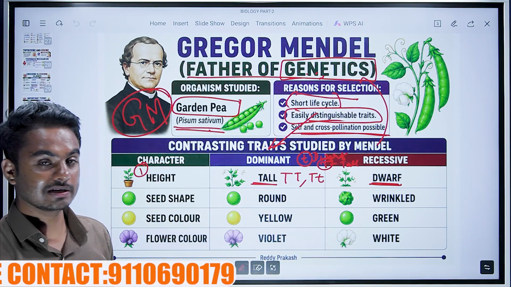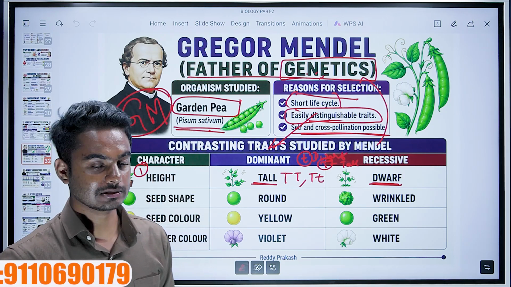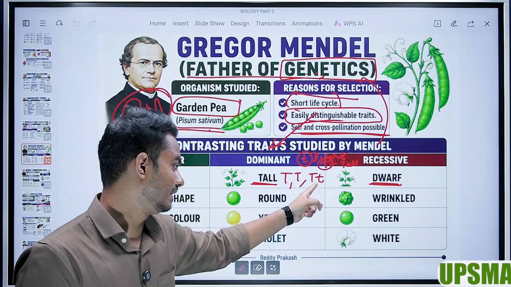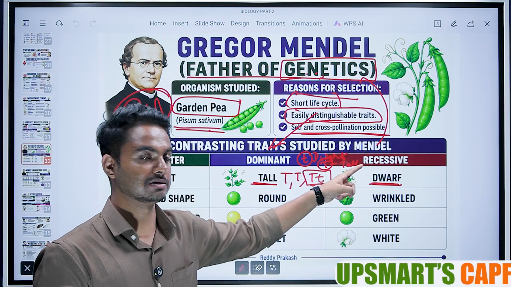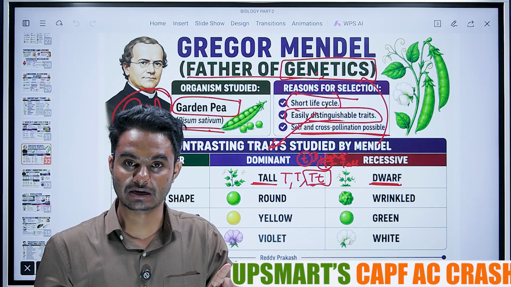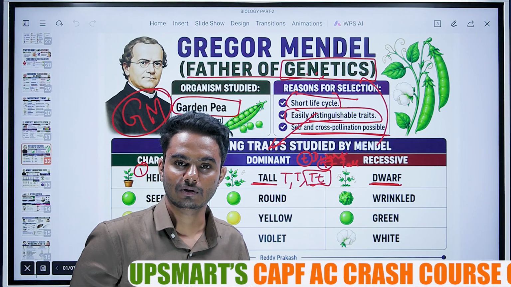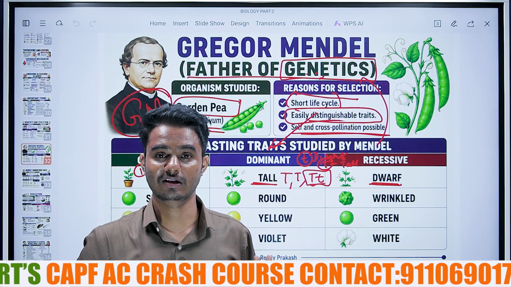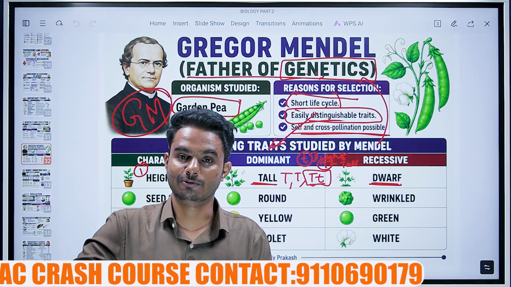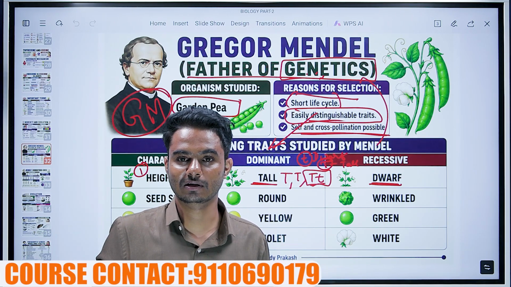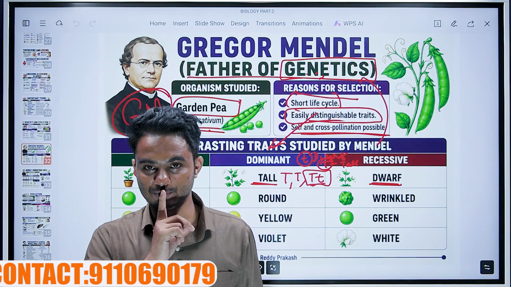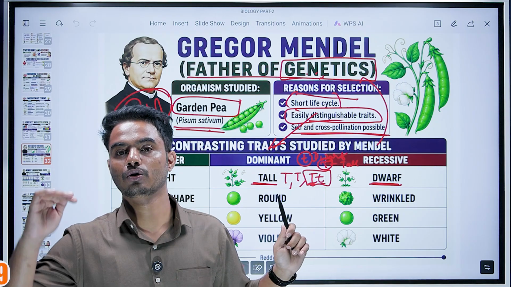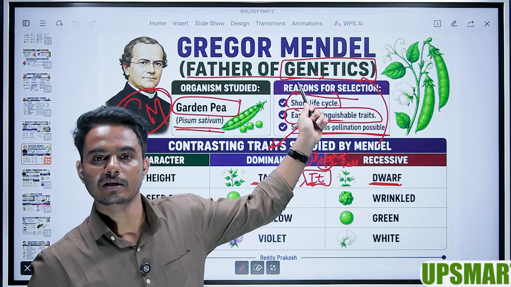But to get the trait, it needs two gametes. If both are capital, still it is tall. If one is capital and one is small, still it is tall, because this is called the law of dominance. Whichever is dominant, if it is present, it will suppress the recessive one. You can think of it like capital T is powerful and small t is less powerful. When they come together, the capital T will oppress the smaller t, telling it to shut up and stay there: I am the dominant one, you should behave as I desire. That is the law of dominance given by Gregor Mendel.